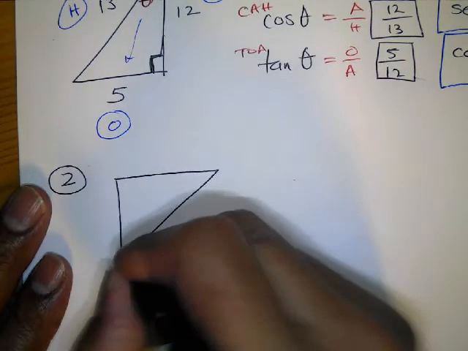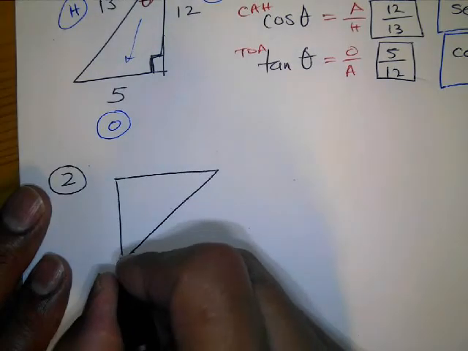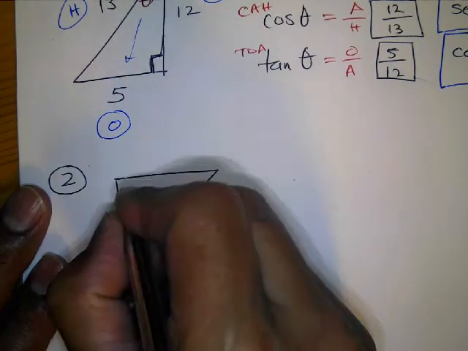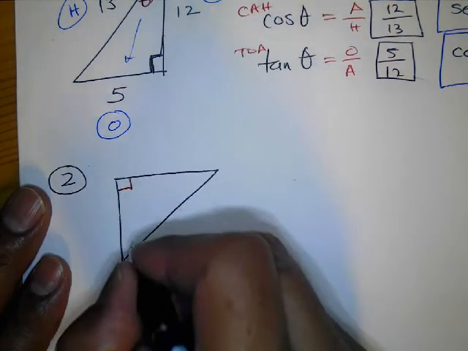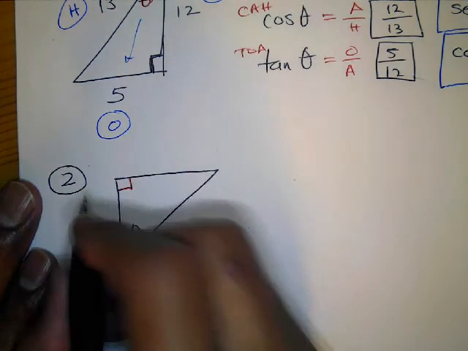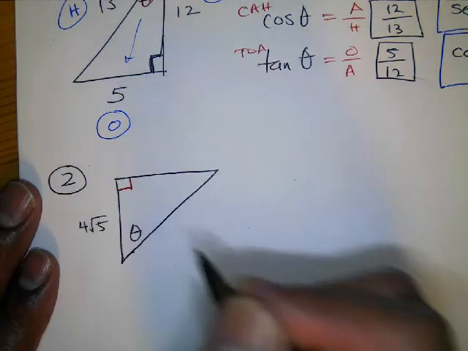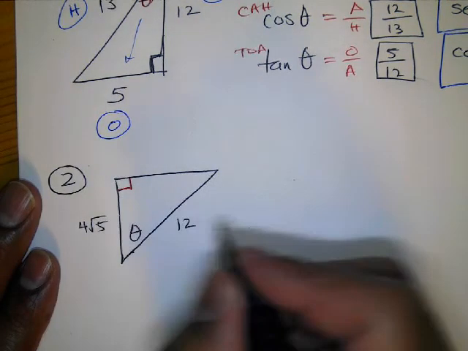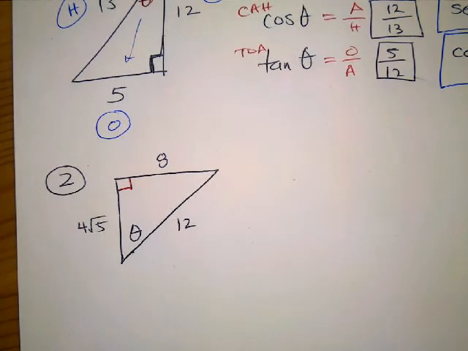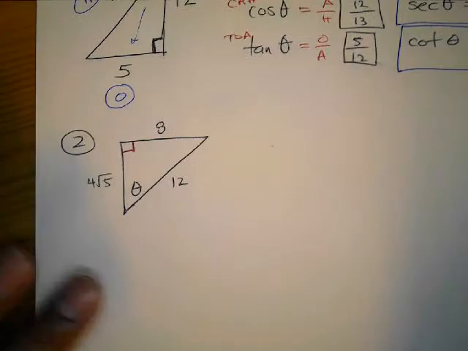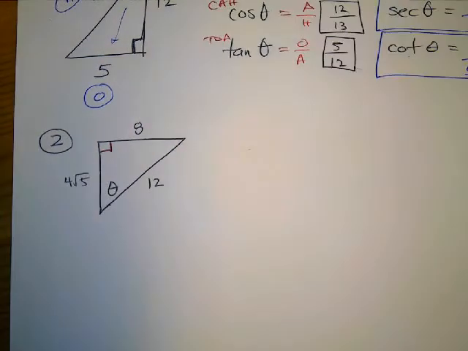Okay, here's number 2. Got a triangle like this. Remember, this is only for right triangles. Okay, we got our angle here. This side is 4 root 5. There's my radical there. This one's 12. This one is 8. Okay. So for this, here's where you got to pay attention.